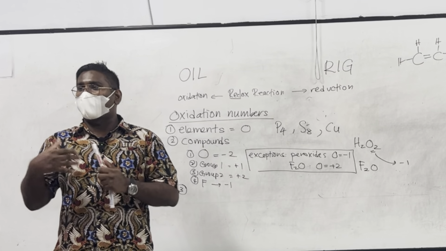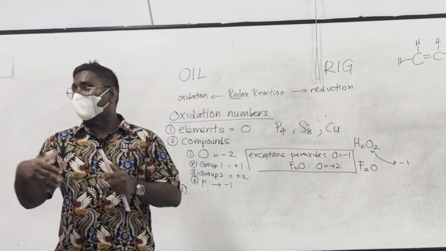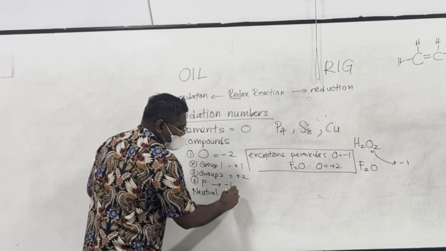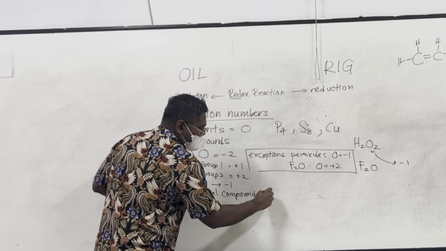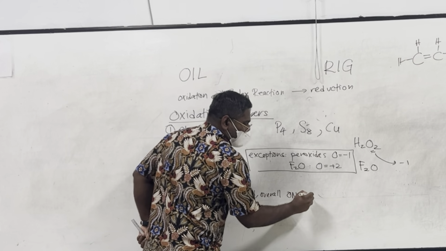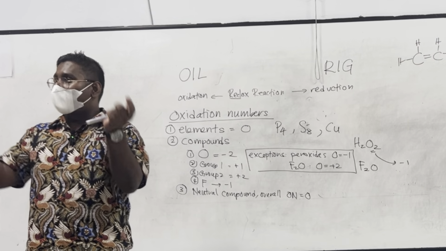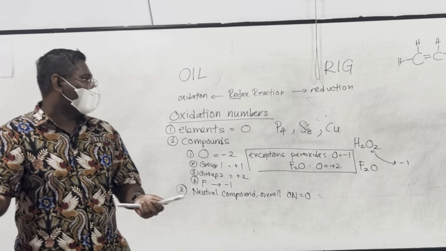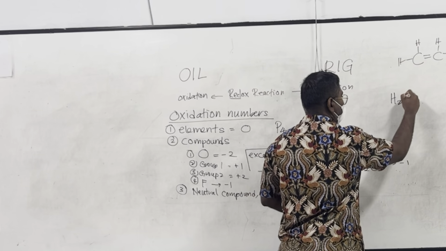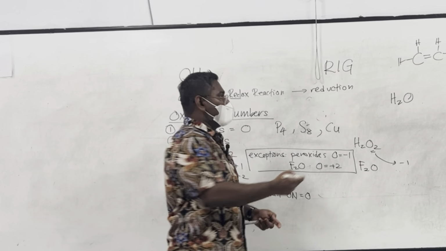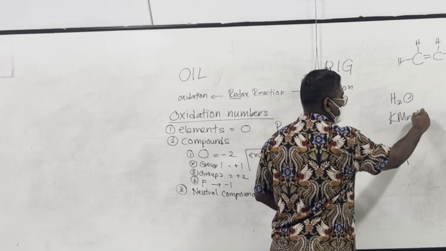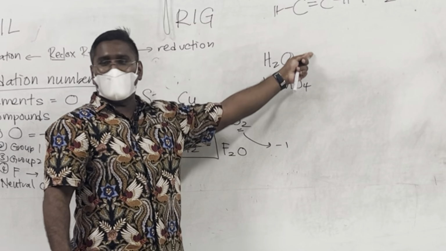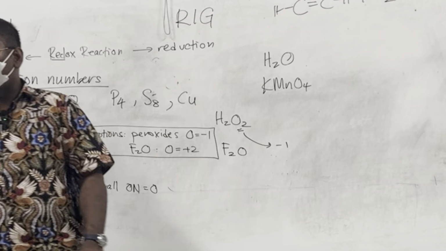Number 3 is if the compound is neutral, the overall oxidation number equals 0. A neutral compound. Generally, most of the compounds that we have are neutral. What are neutral compounds? H2O is a neutral compound. KMnO4 is a neutral compound. What does it mean? It means that the overall oxidation number is 0.